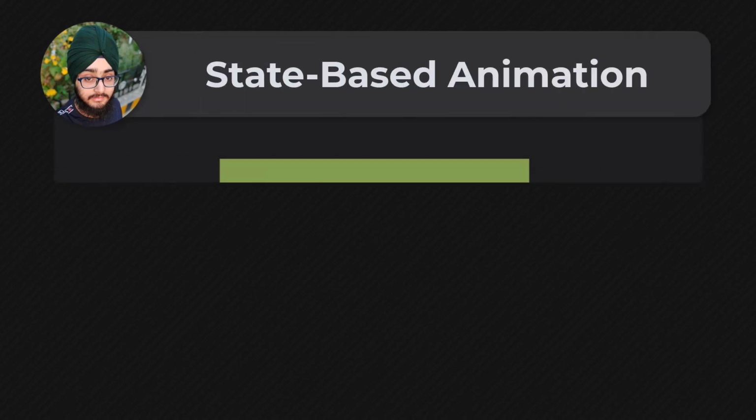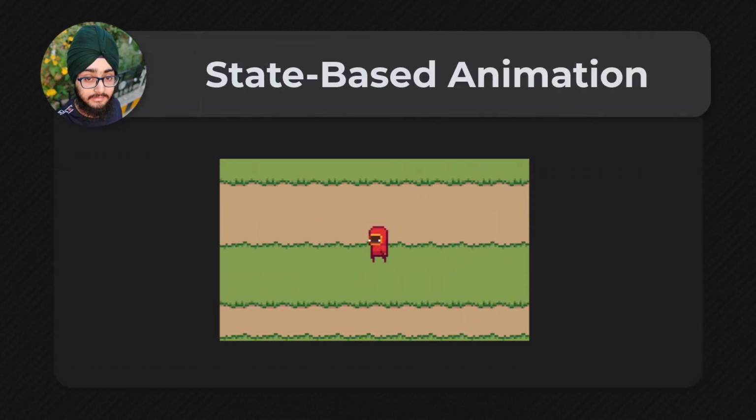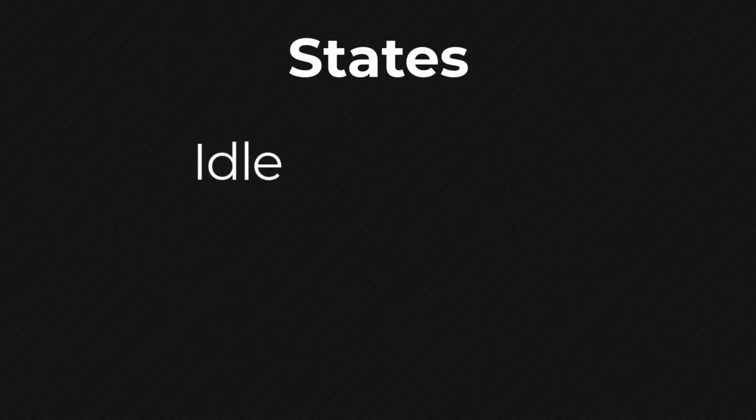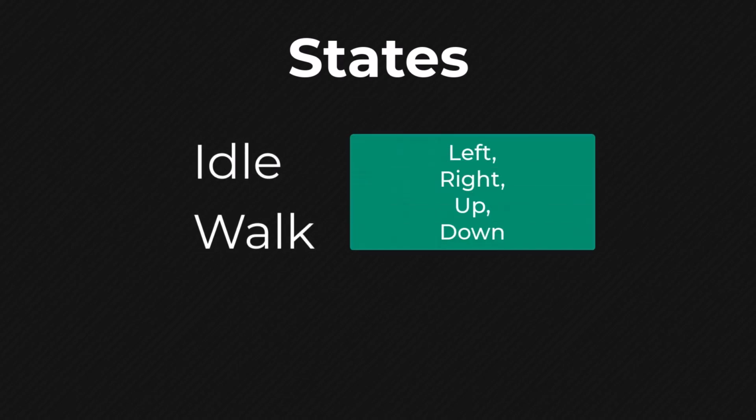Hi there, in this lecture, we are going to work on state-based animation. We are going to set up two different states for the player, idle and walk. Each state has 4 sprites, left, right, up and down. So depending on the state of the player, whether it's idle or walking, and depending on the direction that it's moving in, we'll select a sprite.